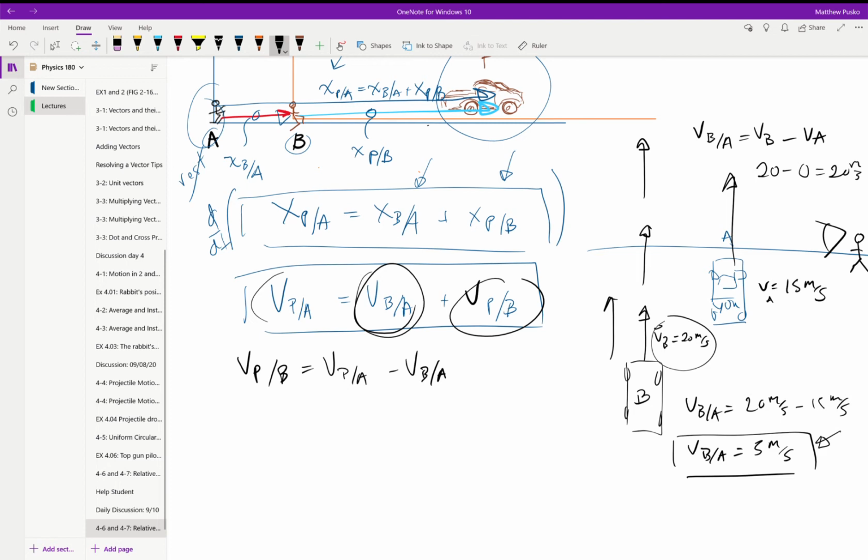If I wanted to know the velocity, let's change these subscripts so that we have ones that match this. This would be our point P, this would be our point B, and this would be our point A. If I wanted the velocity of the car, P with respect to A, let's say I knew the velocity of B with respect to A, and P with respect to A.